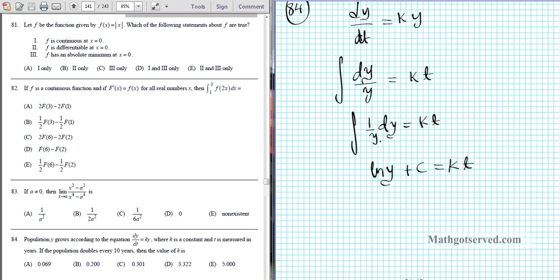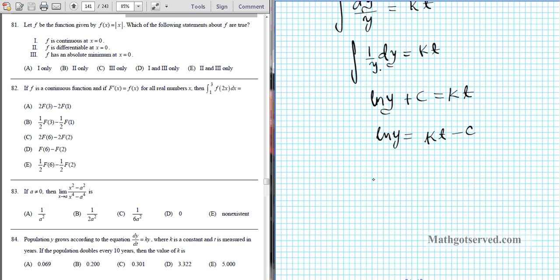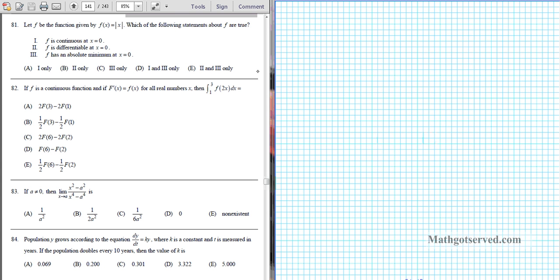We want to get the function that describes this growth, that has this rate of growth, so we need to get y by itself. So subtract c from both sides. We have the natural logarithm of y equals kt minus c. And then to isolate y, you just exponentiate both sides using e as the base. So e to the ln y equals e to the kt minus c. And now we have, all right, so 84.